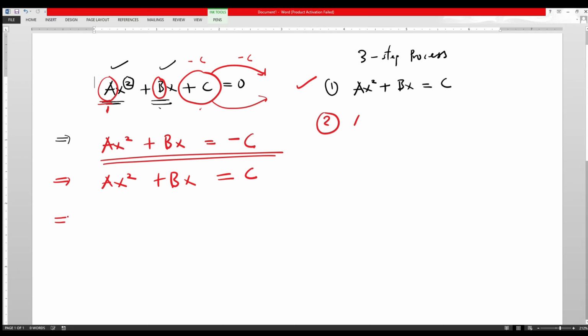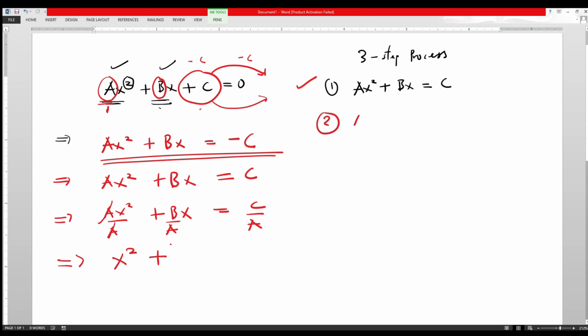Okay. So the second step says the coefficient of x squared has to be 1. So that implies we have to divide the equation by a. So we're going to have ax squared over a plus b over ax is equal to c over a. Let's simplify further. This is going to give me the a and the a will cancel out. So I'm going to have x squared plus b over a.